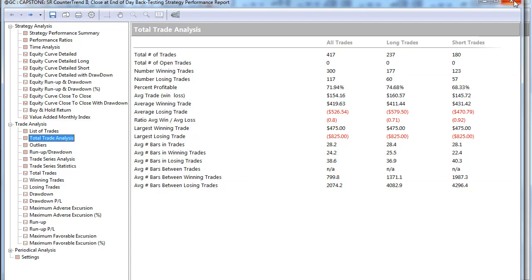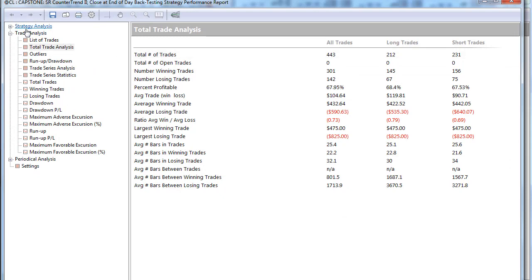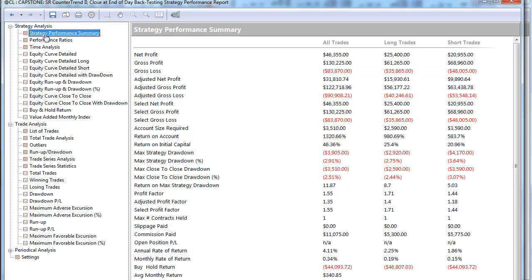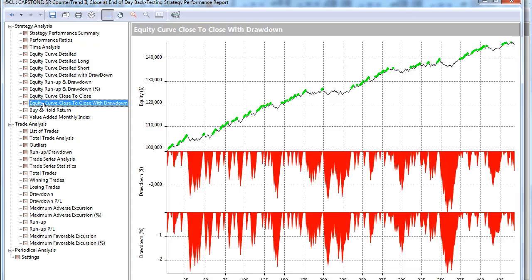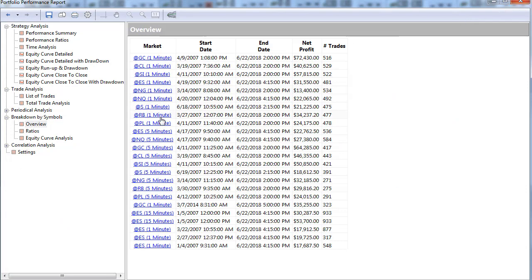So let's go on to crude oil, SR counter trend 2, total strategy performance summary. See a pretty low drawdown there. Here's the equity curve. And here's the total trade analysis. Average trade profit. Again, these include $25 round turn slippage and commission.